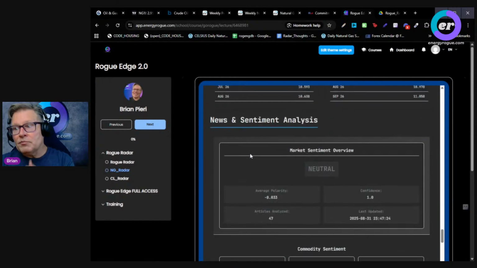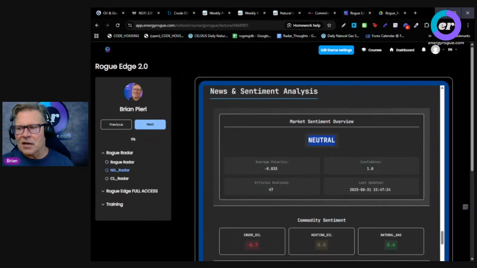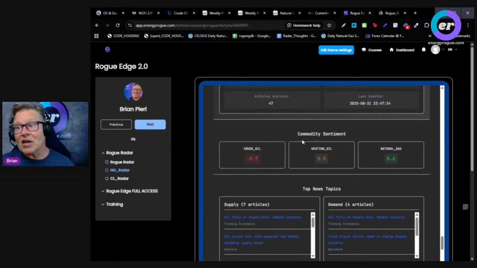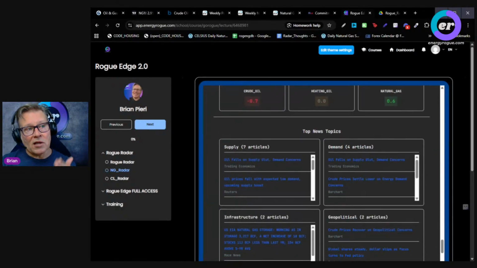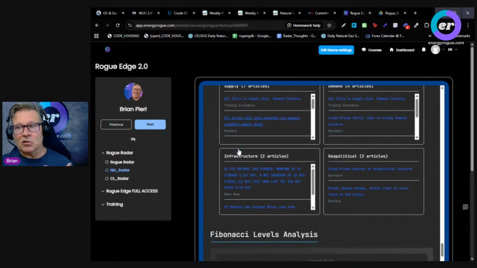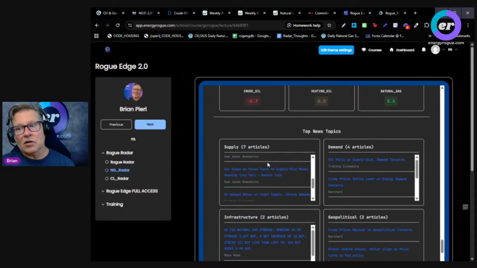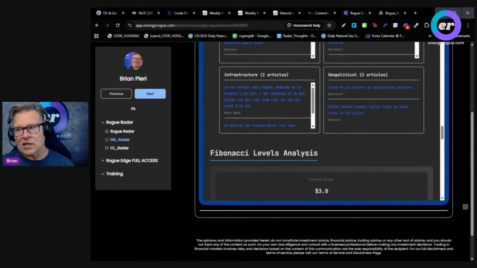News and sentiment. This is an AI system that read 47 articles and did come up with a neutral, but it does have a commodity sentiment, and natural gas is modestly bullish because it's green and it's 0.6. Crude oil is modestly bearish because it's negative 0.7, and it's on a scale of +1 to -1. So it tells you kind of an indicator. Plus, for your reference, you have links to all the articles down below.